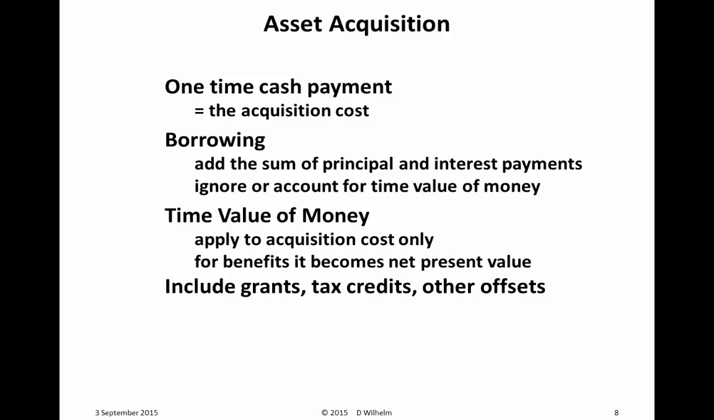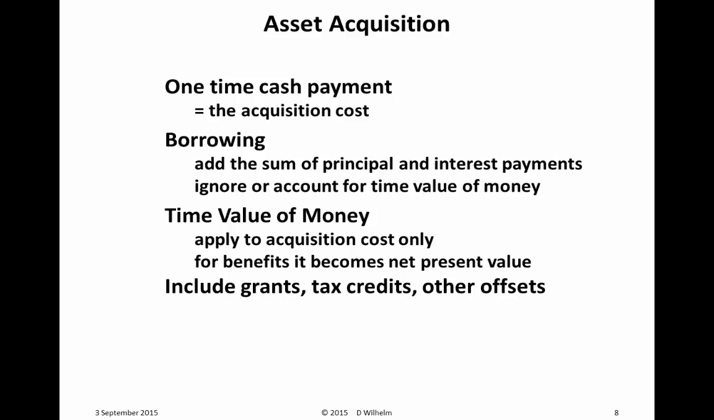Comments on the asset acquisition. If it's a one-time cash payment, the outlay is simply the acquisition cost. If we're borrowing, we can add the sum of the principal and interest payments, and depending on the precision we are after, we can ignore or account for the time value of money on the asset acquisition side only.